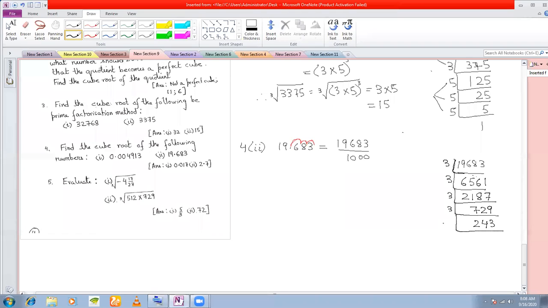243 is the cube of what number? 7? It will not go with 7, 7 3s are 21. I think again it will go with 3. Yes. Again it will go with 3, 27, 3, 9, 3, and finally you have the last 3.